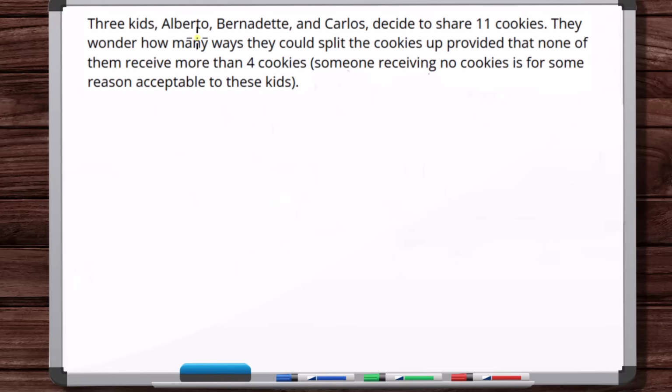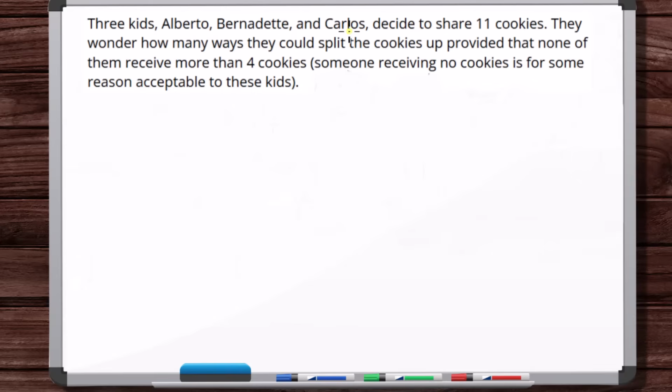3 kids, Alberto, Bernadette, and Carlos, decide to share 11 cookies. They wonder how many ways they could split the cookies up, provided that none of them receive more than 4 cookies. Someone receiving no cookies is, for some reason, acceptable to these kids. So, okay, you've got these 11 indistinguishable objects. The cookies are indistinguishable, and we're distributing them amongst these 3 kids.